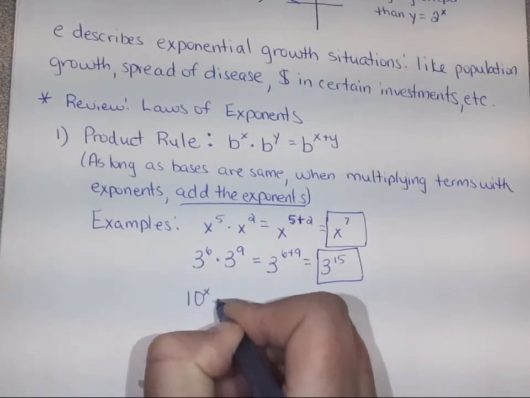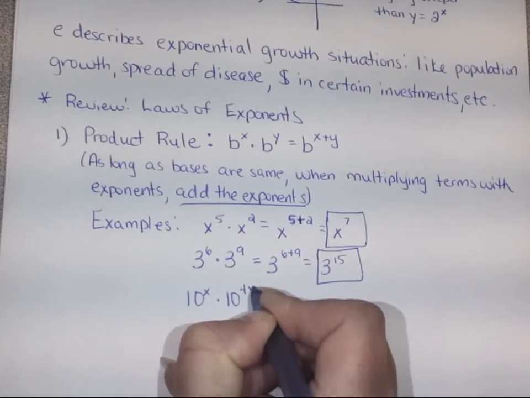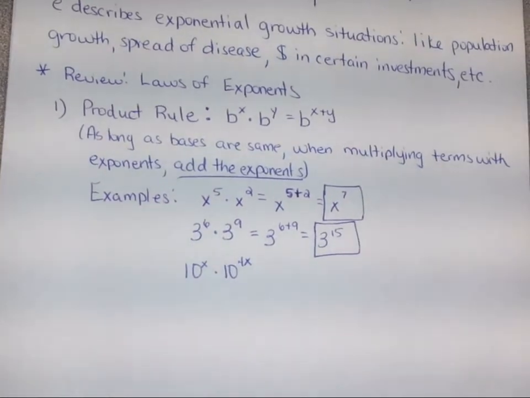But what about when we have maybe the same bases, but the exponents are unusual, like the exponential functions we're going to be looking at? Notice these are exponential functions because the x is located where?